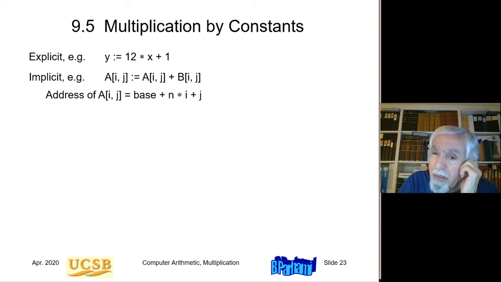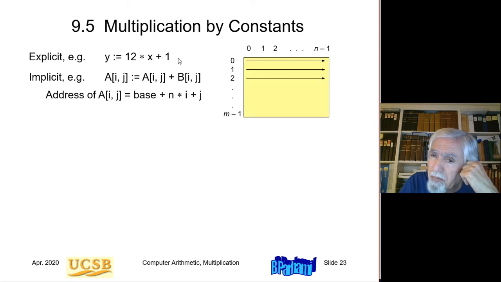So for example, if I'm writing a high-level language program in which y is assigned the value 12x plus 1, of course, a compiler can say, okay, this is a multiplication, issue a multiply instruction. One operand is x, some location in some register, and one operand is 12 that I previously put in a register or memory location. So basically, this is a multiply instruction.